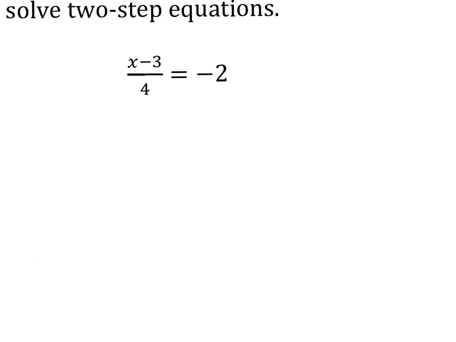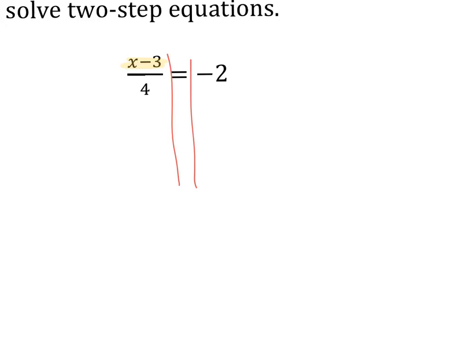Okay, let's look at this one here. Now we can first draw railroad tracks again. And usually we start by adding or subtracting any numbers. But in this case, we have this x minus 3 up here in the numerator is being divided by 4. All of that's being divided by 4.